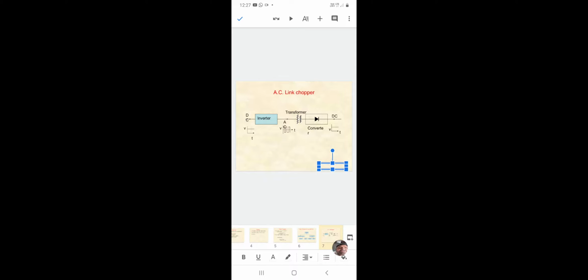In the transformer, the magnitude of energy is changed only, not energy conversion. The energy level is changing. The magnitude of the energy level is changing. So by using the transformer, the voltage is stepped up or stepped down.